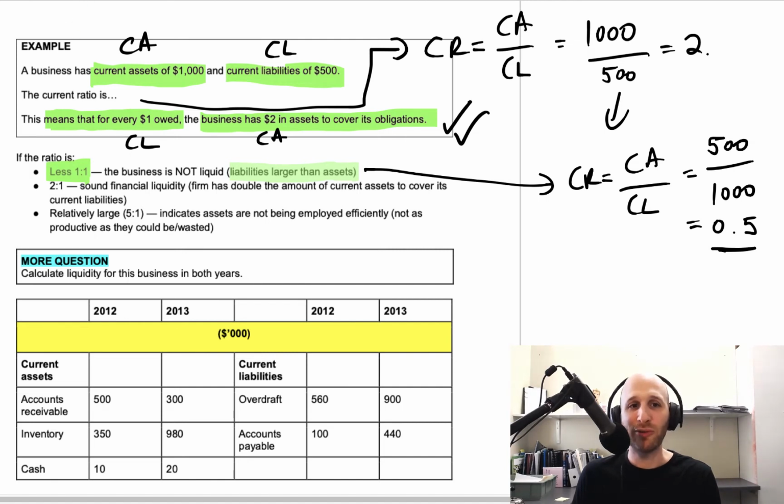The situation we looked at at the top is 2-to-1. That's a pretty good situation. If it is super large, we get into the problem we talked about before where the assets are wasted. We've got too many assets that are not going to be used or very productive, so it's a wasteful situation. All right, let's do a practice question.